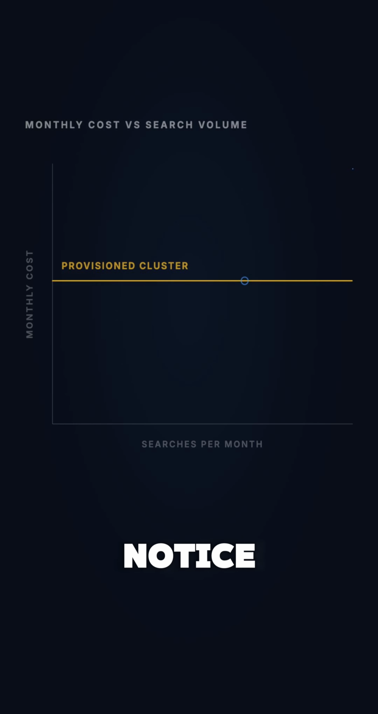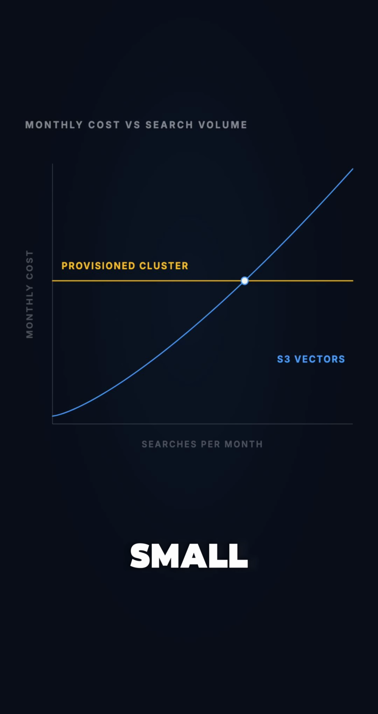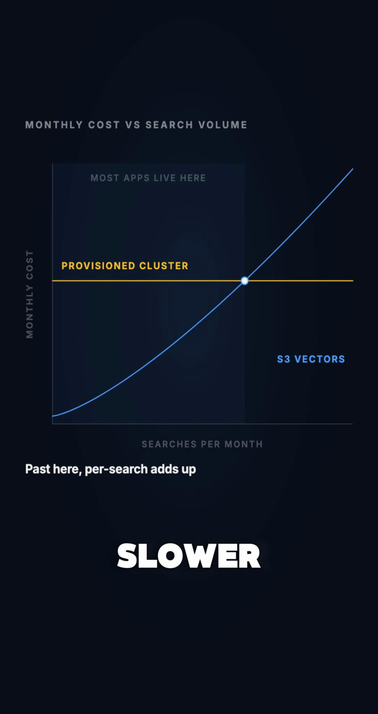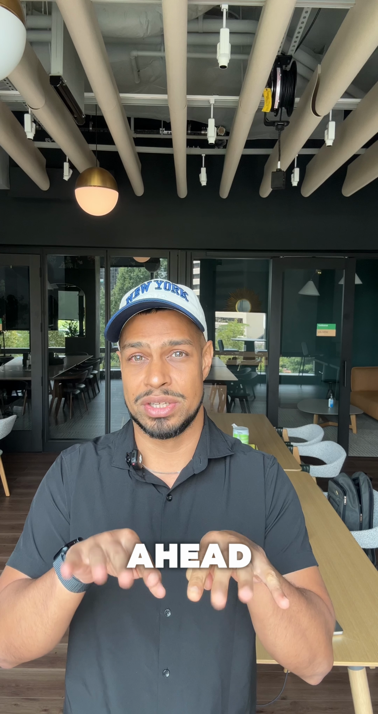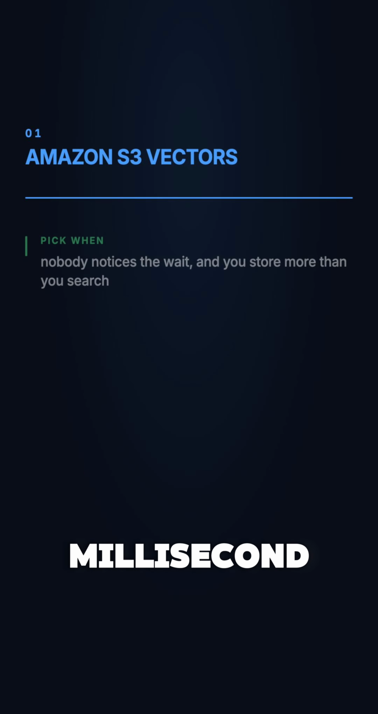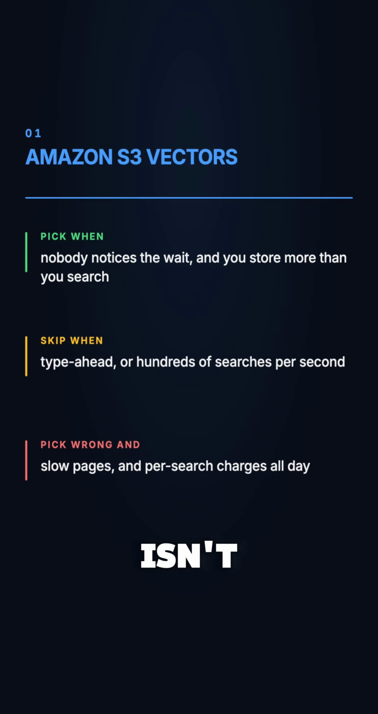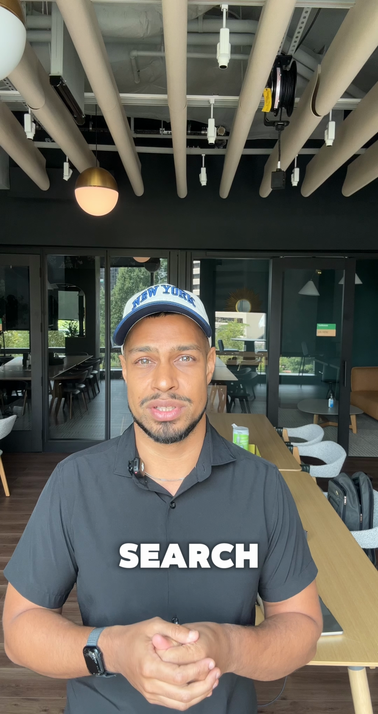Pick it when nobody will notice the wait and you store far more information than you're searching for. A small app still counts as long as something slower is happening after the search. Skip it when search is the thing that people are staring at. For example, a type ahead search needs single-digit milliseconds latency, and this isn't that. Also, skip it when the searching never stops. Each index serves hundreds of queries a second before it throttles you, and you're paying per search the whole time.